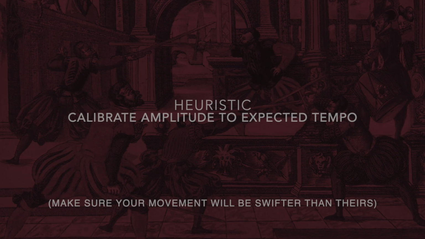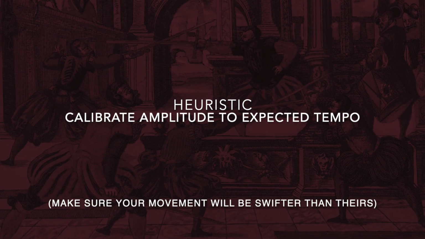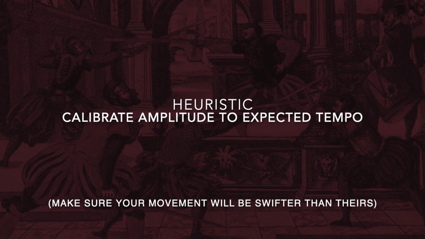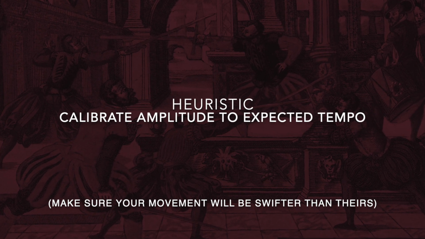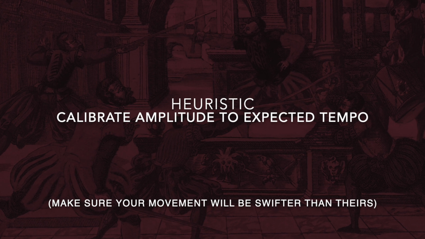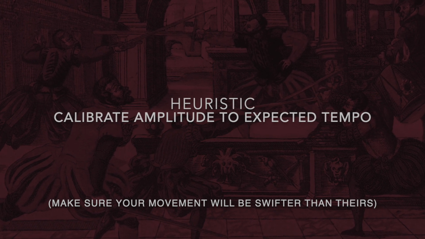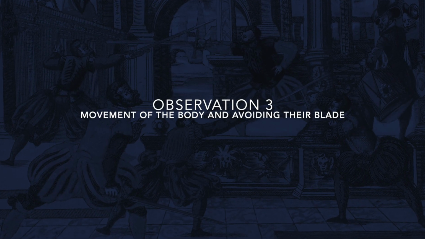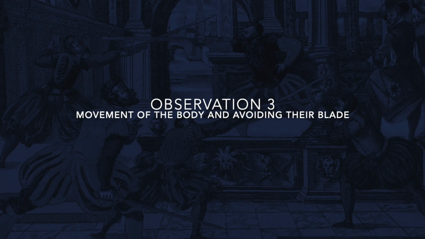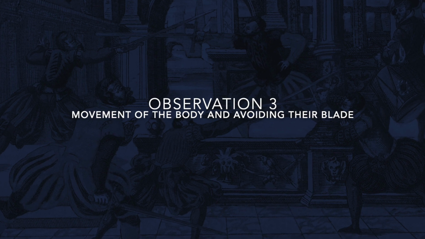Once again, we can express this as a heuristic. Calibrate the amplitude of your movements to the expected tempo of your opponent's attack. Put more simply, make sure your movement will be small enough to be quicker than theirs. Our next observation concerns the movement of the body, specifically that we move to vacate the line of attack.